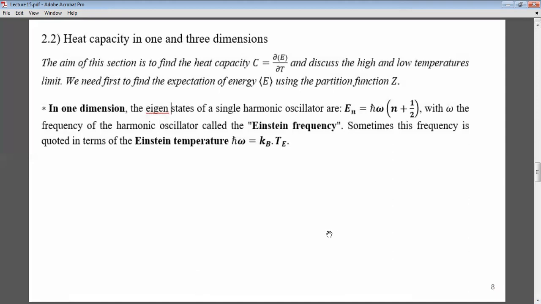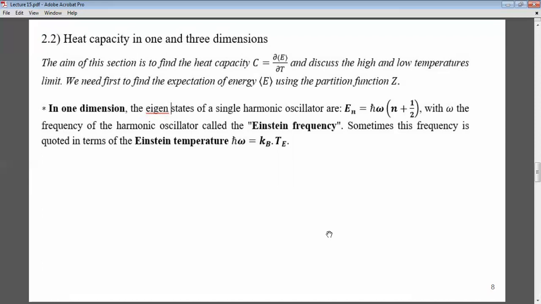Now, what we're going to do is lots of math actually. What is the definition of heat capacity in 1 and 3 dimensions? The aim of this section is to find the heat capacity. C is del average value of E by del T, or expectation value of E by del T. T here is the temperature. And discuss the high and low temperature limits. So we will find del E by del T, and then we will discuss the high temperature limit and the low temperature limit, and we will assume that in between we can draw it by eye.